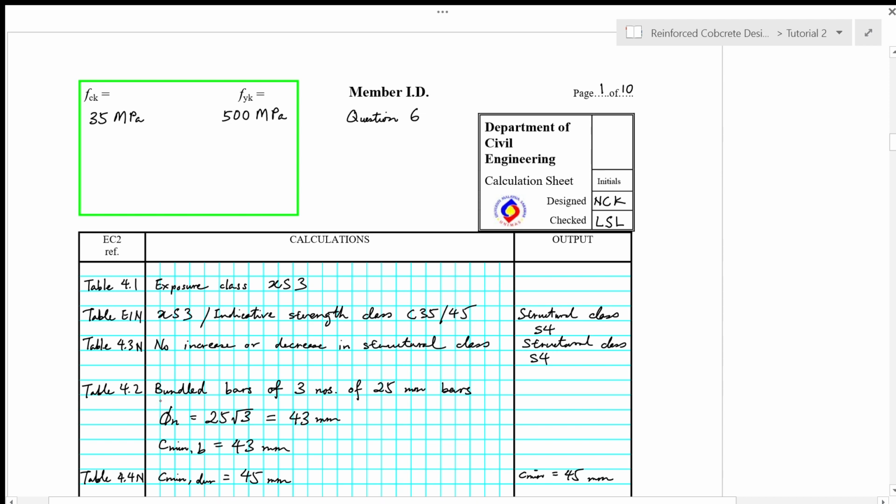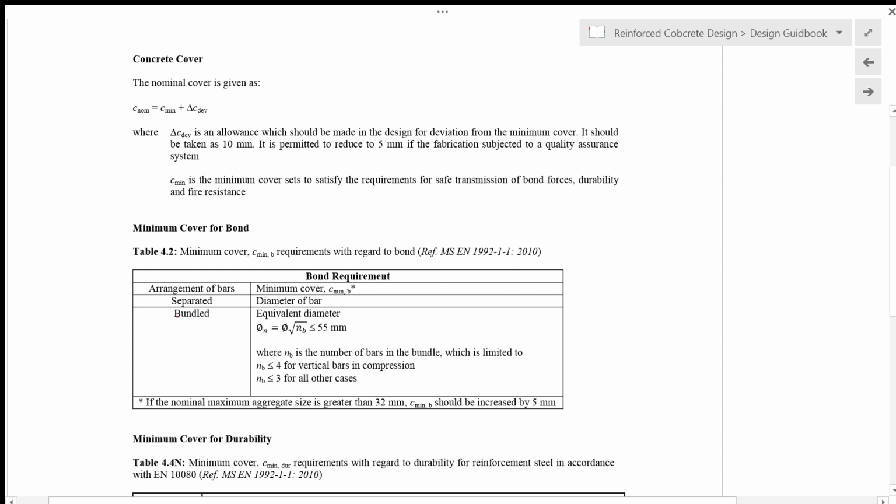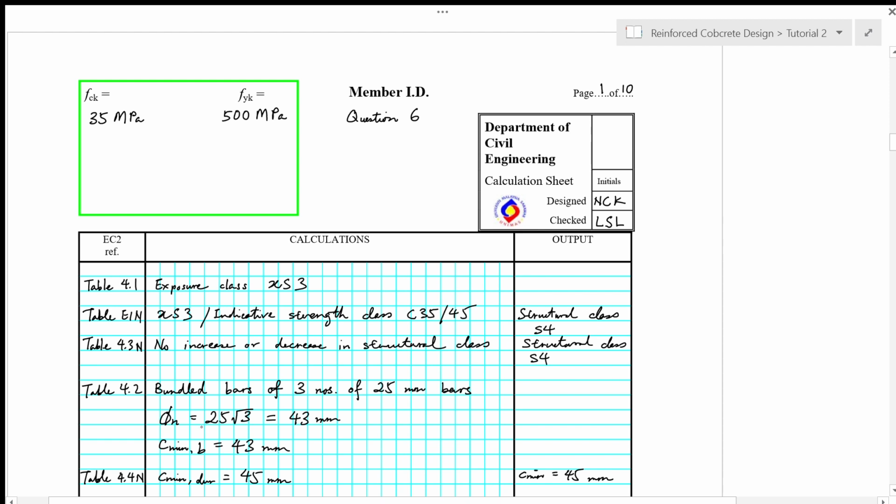And then we assume that we are using bundle of bars with 3 bars in a bundle for 25 mm bars. So from table 4.2, for bundled bars, we use the equation of equivalent diameter. So we have a diameter of 25 with the number of bars in bundle as 3. So we have 25 times square root of 3. Therefore, the equivalent diameter is 43 mm. So Cmin,b is 43 mm.